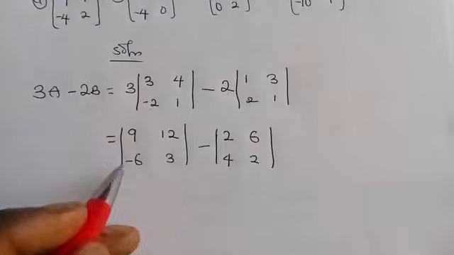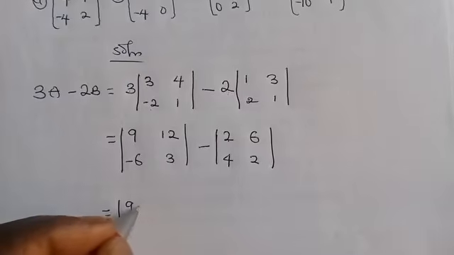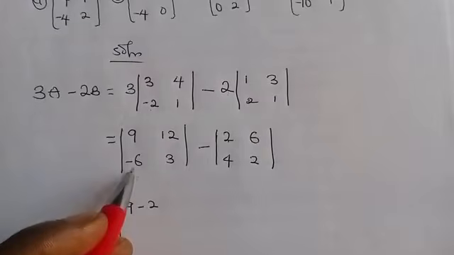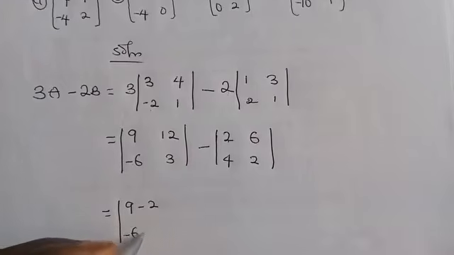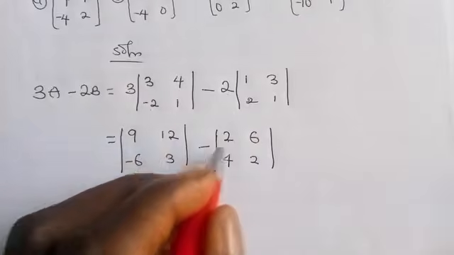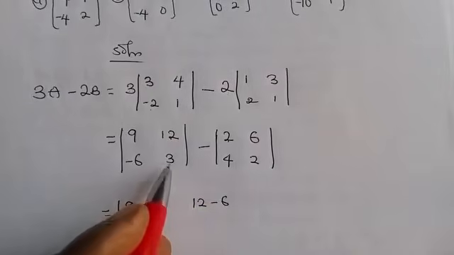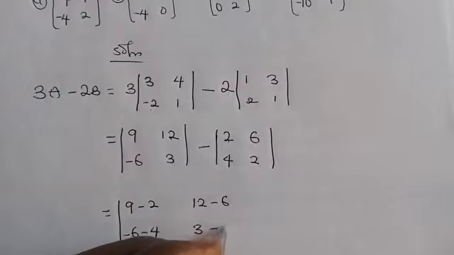So what we'll have is, we are going to subtract 2 from 9. That is 9 minus 2 will give us the entry at this point. Then here will be minus 6 minus 4. Then to this part we have 12 minus 6. While here we have 3 minus 2.